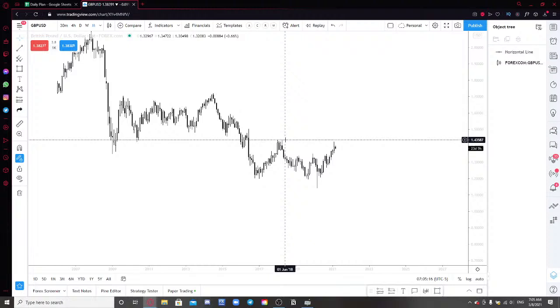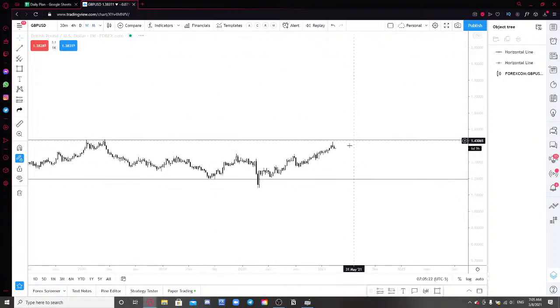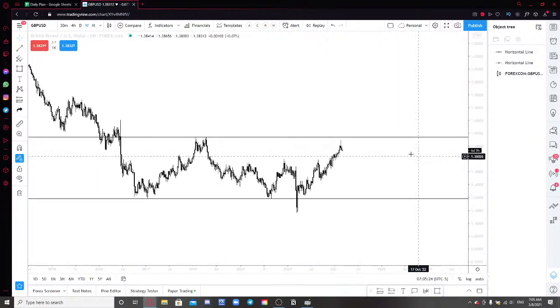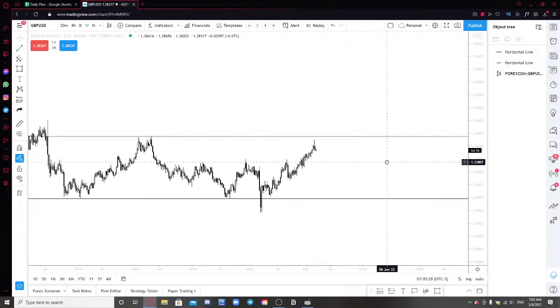So on the monthly, I'm gonna box price in with my horizontal lines, basically trapping price to a point where it can go in pretty much only one direction.